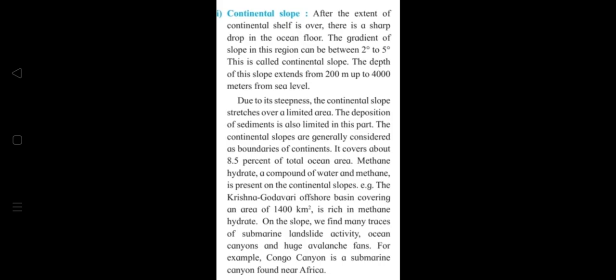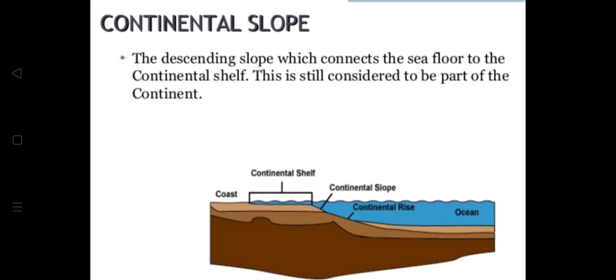It has very little deposition of sediments, and they are considered boundaries of continents. Let us get some more information about the continental slope. The continental slope is the descending slope which connects the sea floor to the continental shelf. This is still considered to be a part of the continent. Look at the diagrammatic form. You can see there is a declining slope after the continental shelf. So it connects the sea floor to the continental shelf. This is considered to be part of a continent.